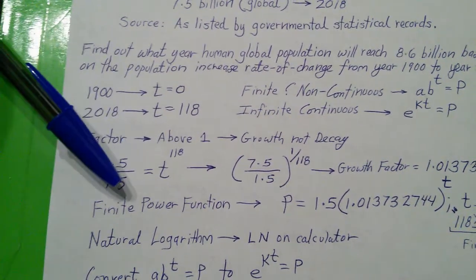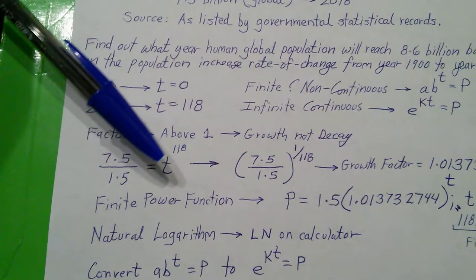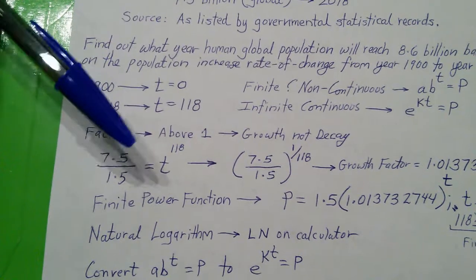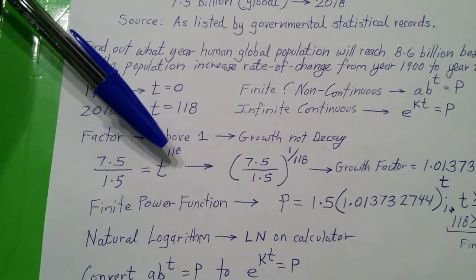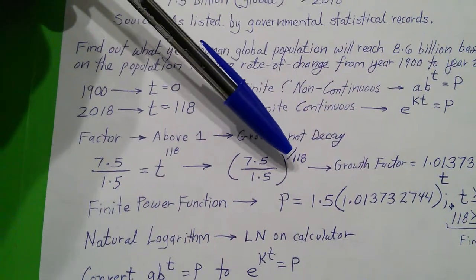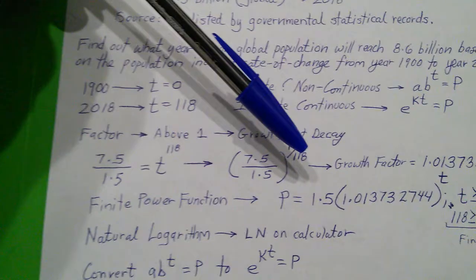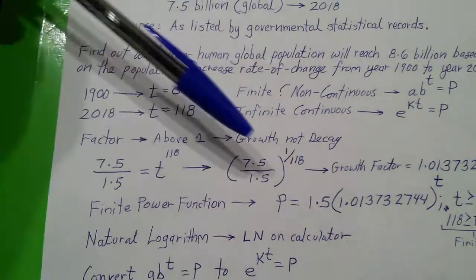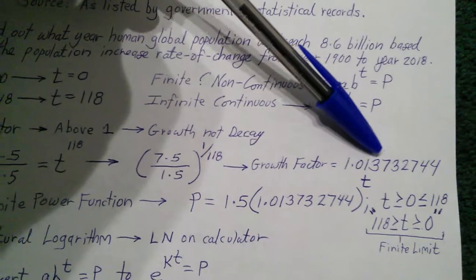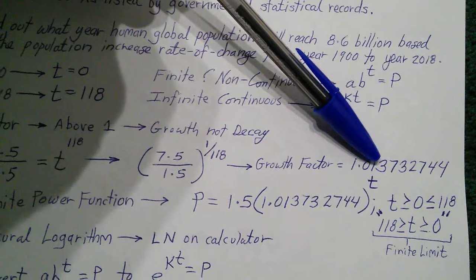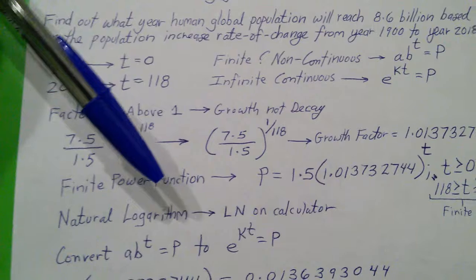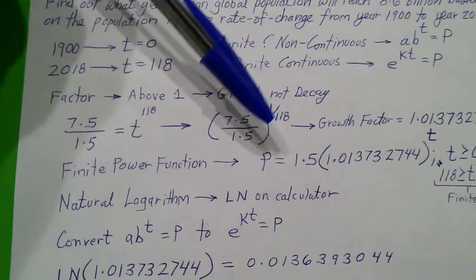So 7.5 divided by 1.5 billion would equal b to the 118th power. So in order to find out the growth factor, we have to take the 118th root, or the 1 over 118 power, of this ratio. So when we do so, we get a growth factor of this value here, 1.01373, 2744.